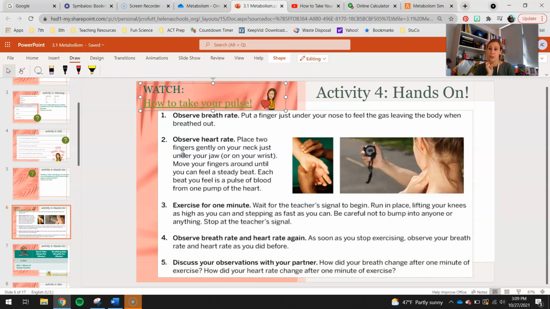Again, it's probably easier for you to do your own pulse on your neck. So same thing there. You're going to measure your pulse for 15 seconds. And then if you multiply that by 4, that will be your heart rate, or how many times your heart beats in a minute.